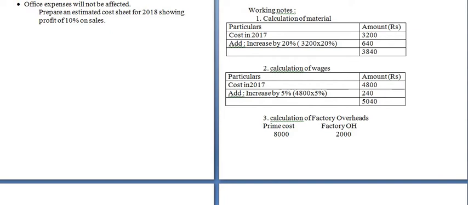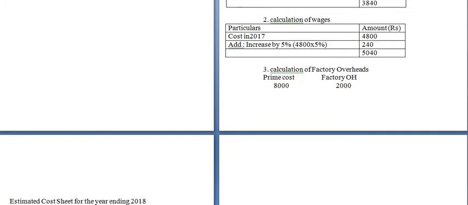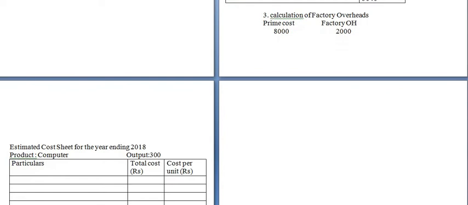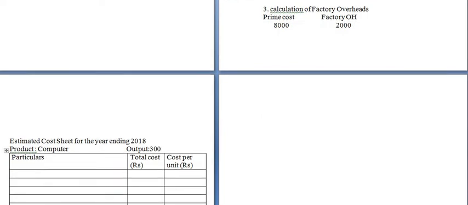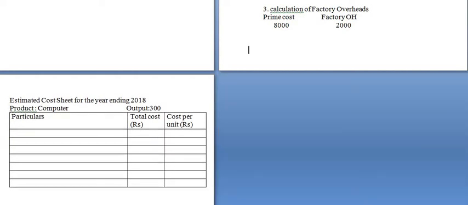Now again we have to calculate this. Now prime cost in the year 2018 will be how much? Okay, so what we will do, leave some 3-4 lines over here and then you can write here estimated cost sheet for the year ending 2018. Okay, estimated cost sheet for the year ending 2018.